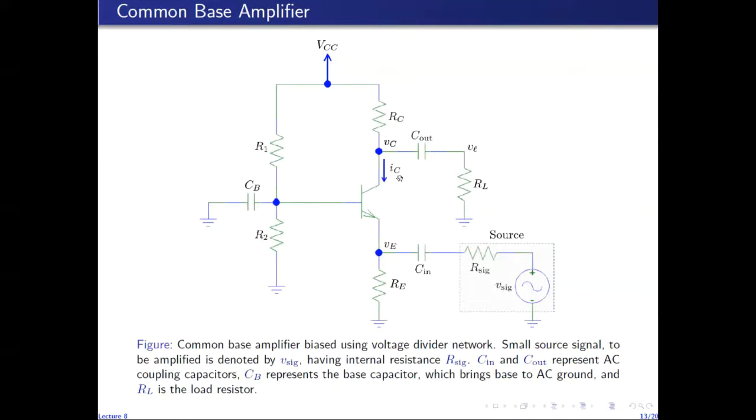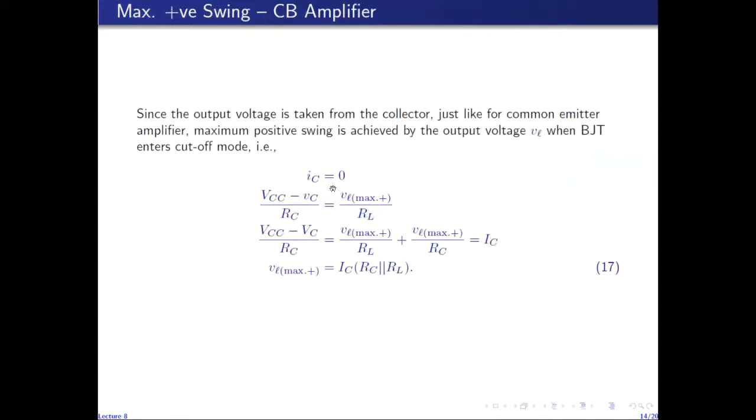So IC decreases. So as VL swings in the positive direction, the transistor is driven towards the cutoff mode. And the maximum positive peak is observed when the transistor enters the cutoff mode, in other words, when IC is 0. So again, going through the same set of equations, replacing VL under this condition with VL maximum positive, we obtain the same result as before.